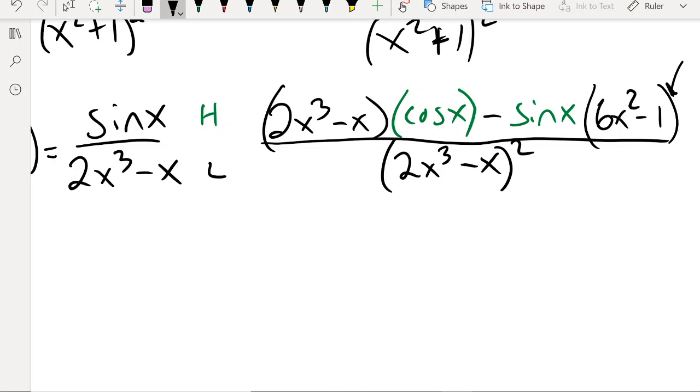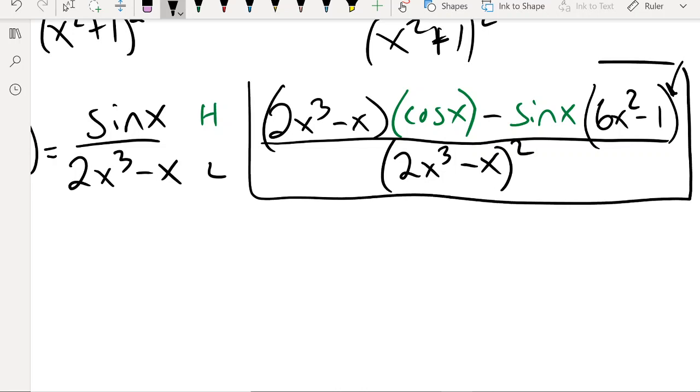You could distribute the sine and the cosine if you really wanted to, but that's pretty much it. That's the derivative. And I would just call that a day. All right, so that's how you use the quotient rule. And again, you can use the product rule and change it if you like.